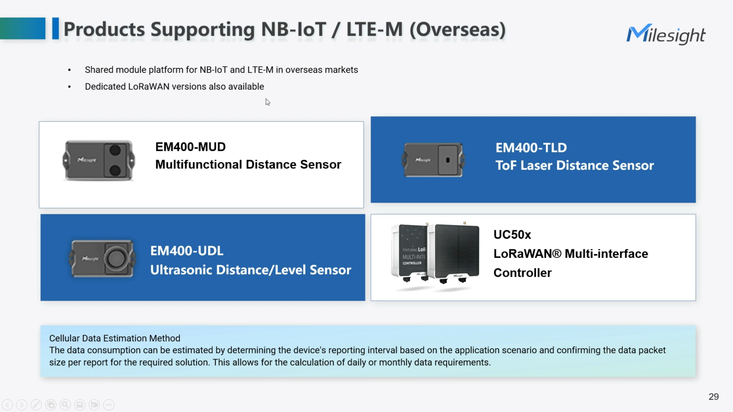Now, when it comes to estimating cellular data usage, it's actually pretty straightforward. Here's the simple formula we use. You just need to know two things from the customer. The reporting interval: how often does the device send data? Is it every hour? Every day? And the size of the data packet for their specific solution. Once you have those, you can easily calculate their estimated daily or monthly data consumption. It's that simple.